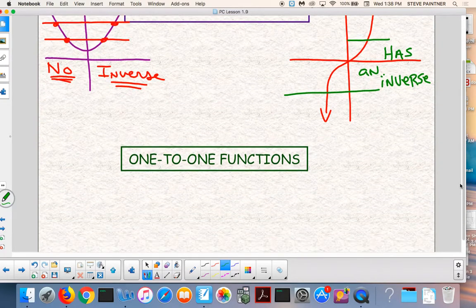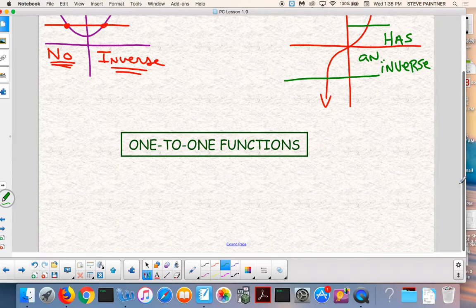Now, go to one-to-one. Again, the definition's not there. Here, I'm going to tell you this. When looking at a graph, one-to-one functions are functions that must pass both the vertical line test and the horizontal line test. They pass both tests.